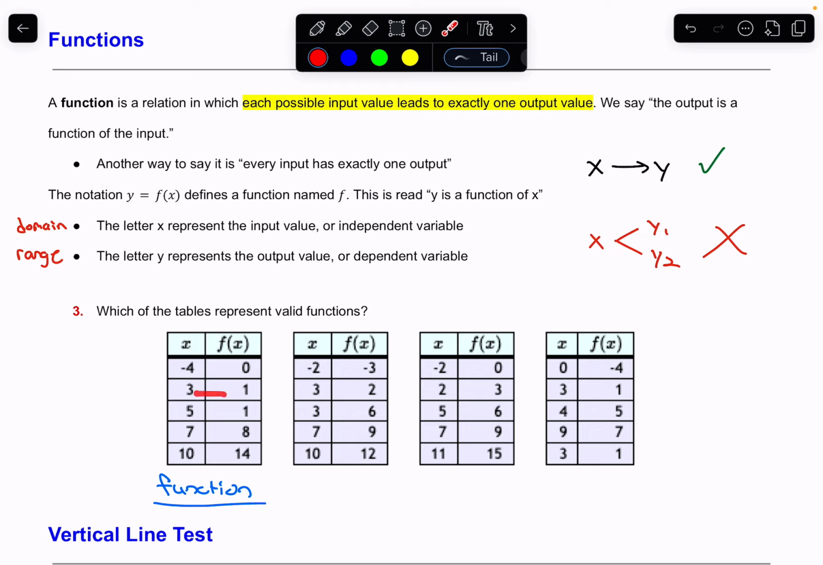Notice that 3 goes to 1 and 5 also goes to 1. That's okay because two x's can go to the same place. So two inputs can go to the same output. We just can't have one input go to two different outputs.